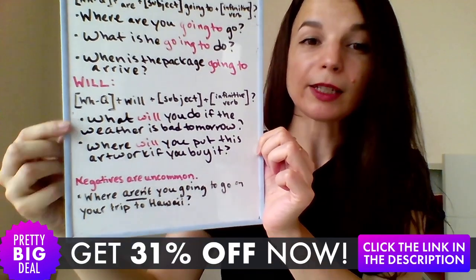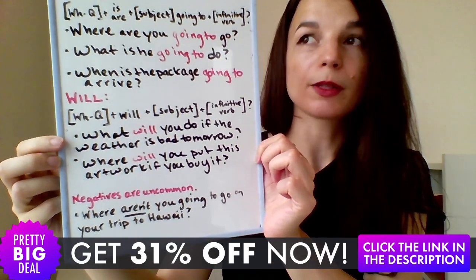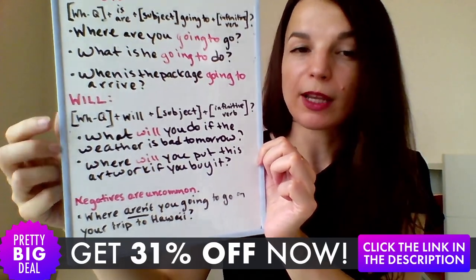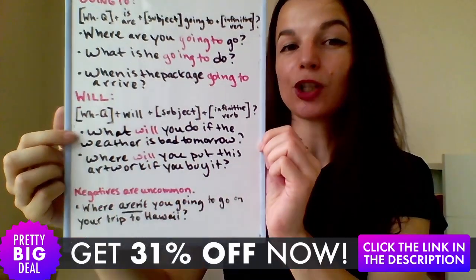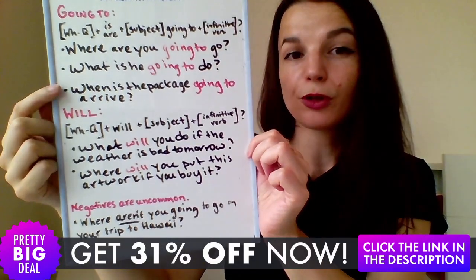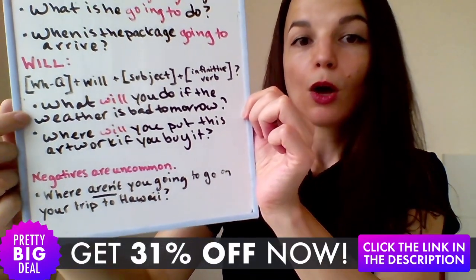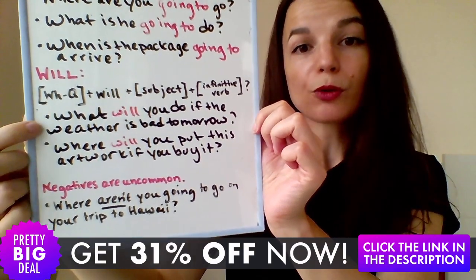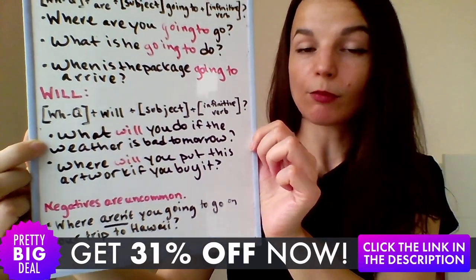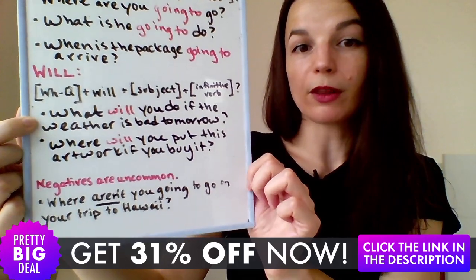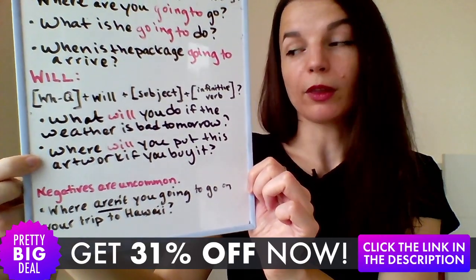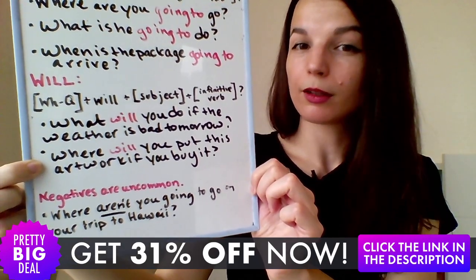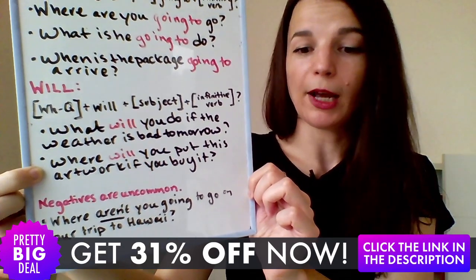So let's read these examples and then I'll share some tips about using will, because questions with will, as I said, are tricky. Learners tend to use will too much. You should use going to. So, for example, what will you do if the weather is bad tomorrow? And where will you put this artwork if you buy it?